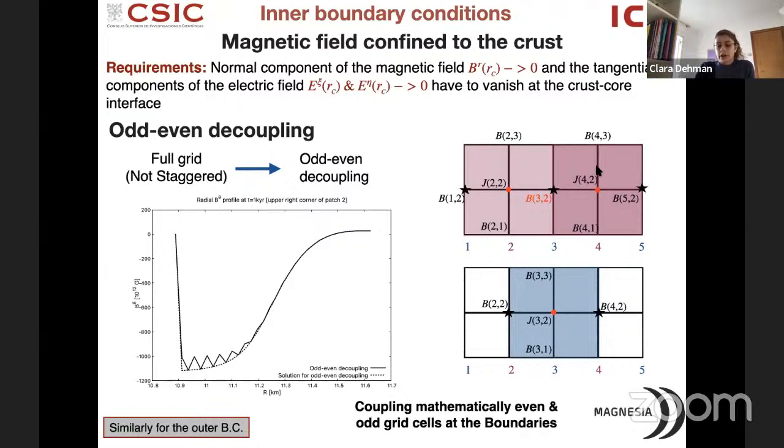What we have to do, in a simplified way, is apply some mathematical tricks at the inner boundary condition and also at the outer boundary condition, in order to connect these two families together. Once we do that, we see here the B theta profile of the magnetic field as a function of radius at 1000 years. In solid line we have the odd-even decoupling, where we are not yet applying any solution, and in dashed line we apply the solution, and we see that the results are very smooth and coupled together.